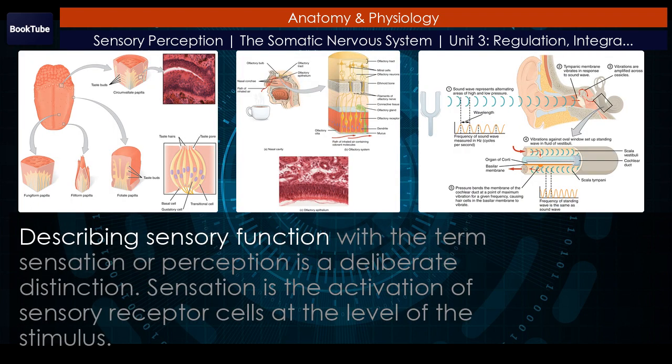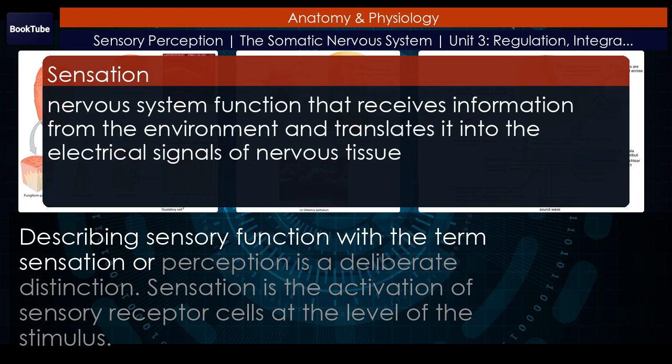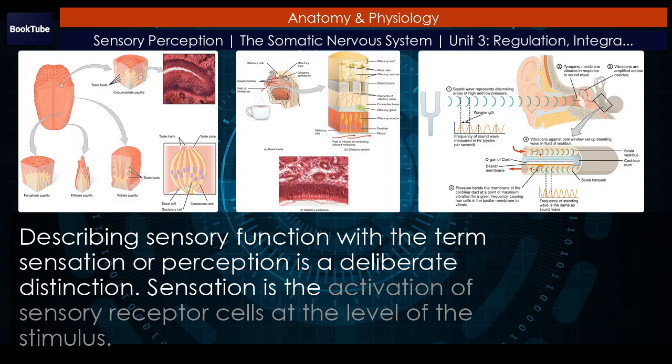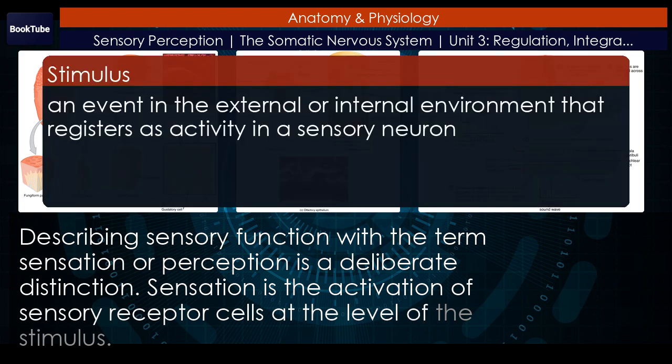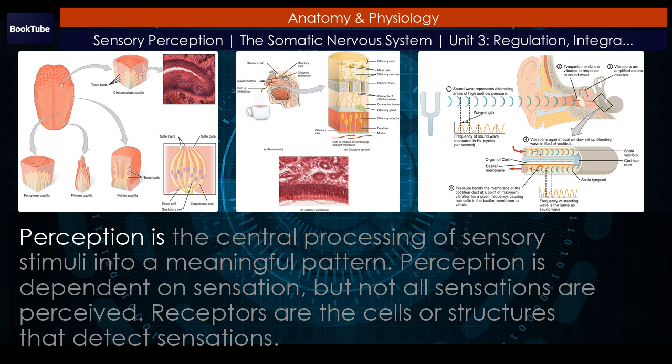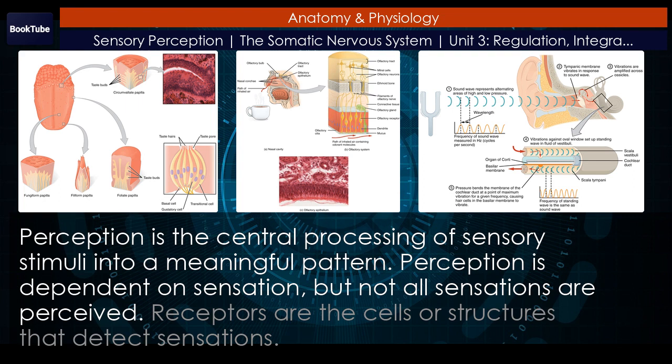Describing sensory function with the term sensation or perception is a deliberate distinction. Sensation is the activation of sensory receptor cells at the level of the stimulus. Perception is the central processing of sensory stimuli into a meaningful pattern. Perception is dependent on sensation, but not all sensations are perceived.